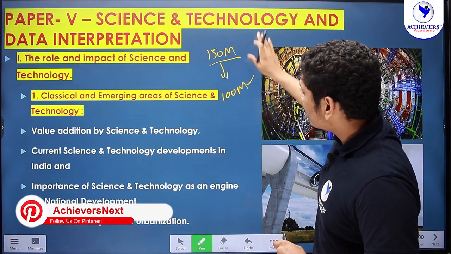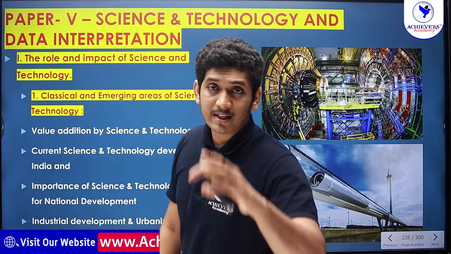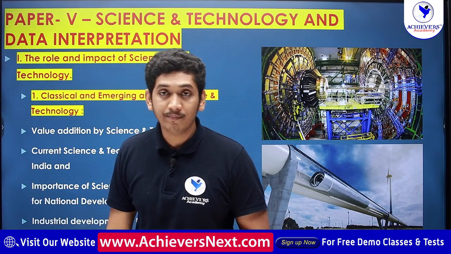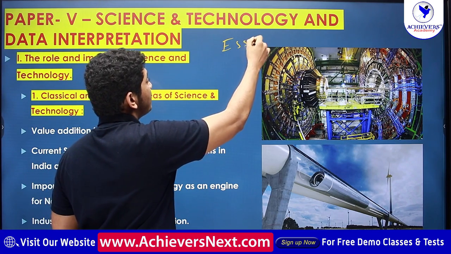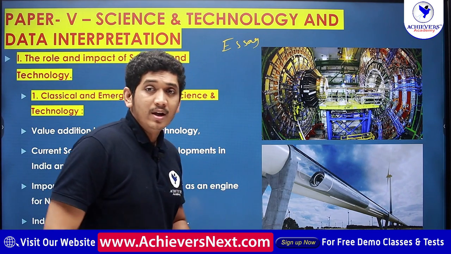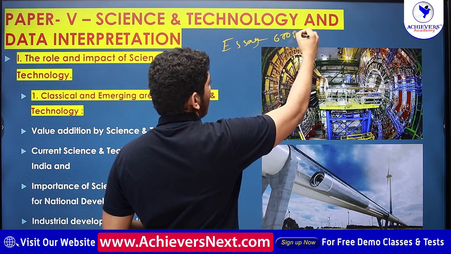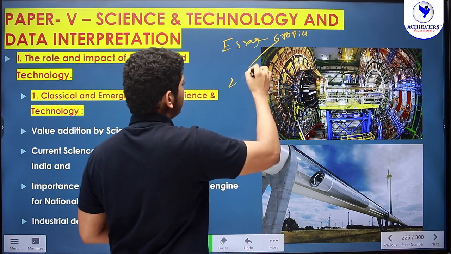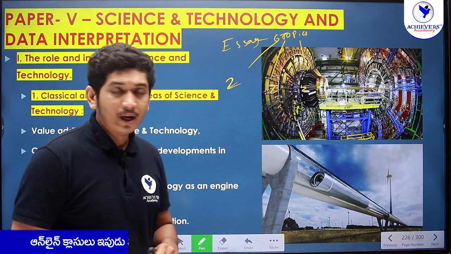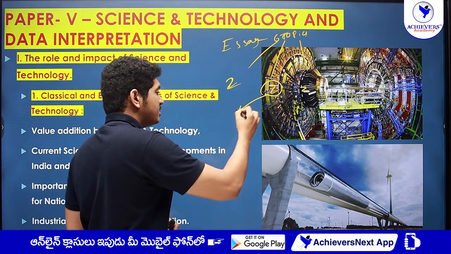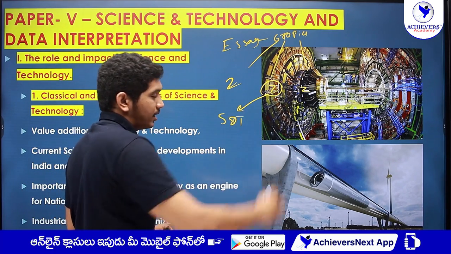Now some might say, sir, in the TSPSC Group 1 mains examination, the weightage for science and technology is only 100 marks. No, it's wrong. Why? Because you have a paper called the essay paper, the first paper of your exam. This essay paper contains six topics, divided into three sections with two topics in each section. Section two of the essay paper contains one topic as S&T, science and technology.